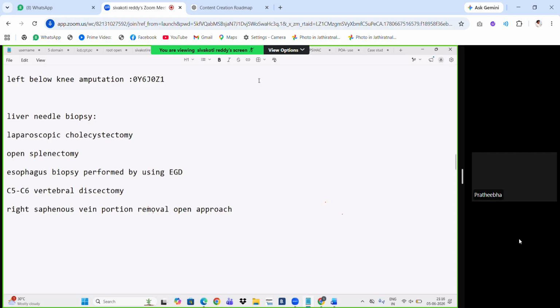Sir, after finding the root operation, we should look for the index, right? Yes, first identify the procedure of root operation. Under the root operation heading, look at the body part where they are performing the procedure.